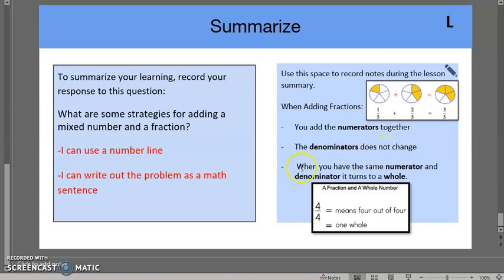And finally, when you have the same numerator and denominator, it turns into a whole. In this example, a fraction and a whole number, 4/4 means 4 out of 4, and it is the same as 1 whole.